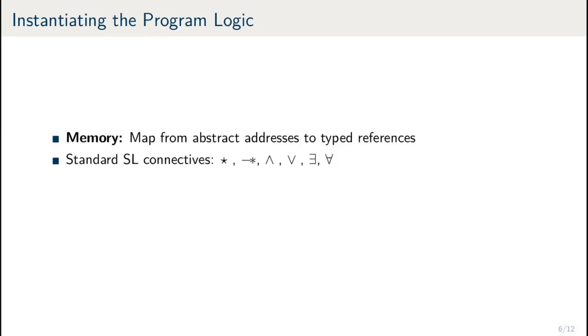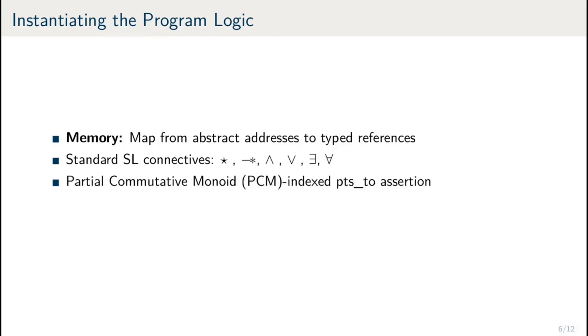And the first step is to provide standard separation logic connectives, such as star, magic wand, conjunction, quantification, and so on. But we're also providing points-to assertions, which are indexed by partial commutative monoids. Partial commutative monoids have been studied extensively in the literature and used to encode a variety of things, such as, for instance, sharing disciplines. And lastly, we're also going to provide dynamically allocated invariants associated to separation logic assertions. And that's what I will present next.